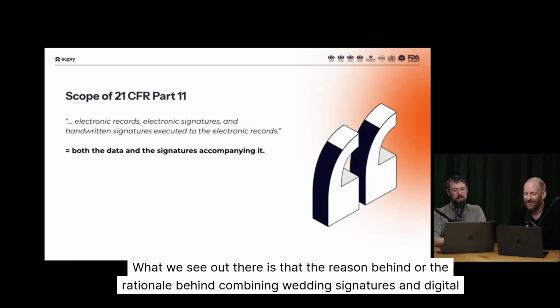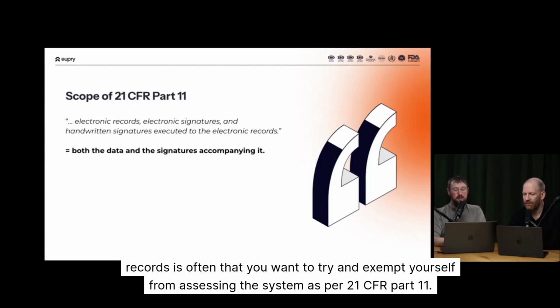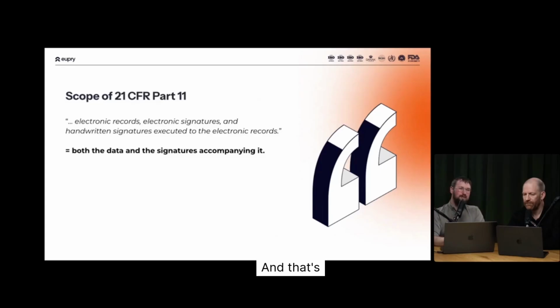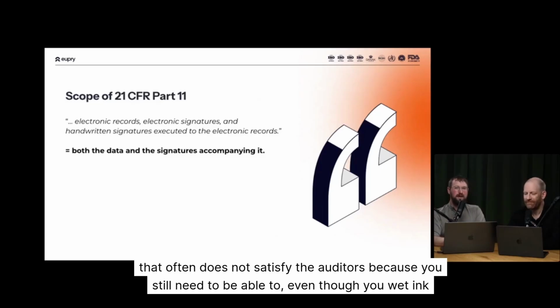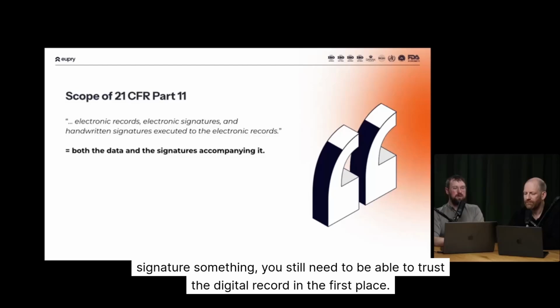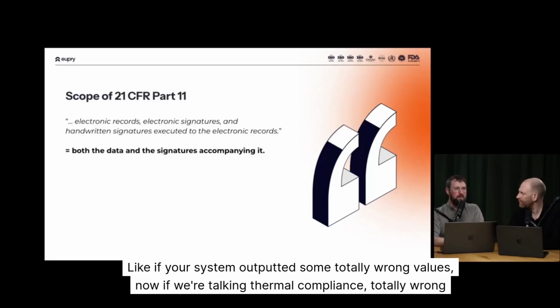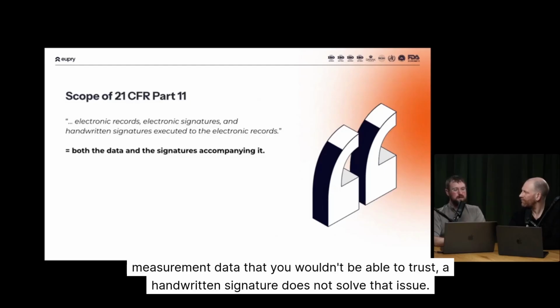What we see out there is that the rationale behind combining wet ink signatures and digital records is often that you want to try and exempt yourself from assessing the system as per 21 CFR Part 11. And that often does not satisfy the auditors, because even though you wet ink sign something, you still need to be able to trust the digital record in the first place. Like if your system outputted some totally wrong values, if we're talking thermal compliance, totally wrong measurement data that you wouldn't be able to trust, a handwritten signature does not solve that issue.